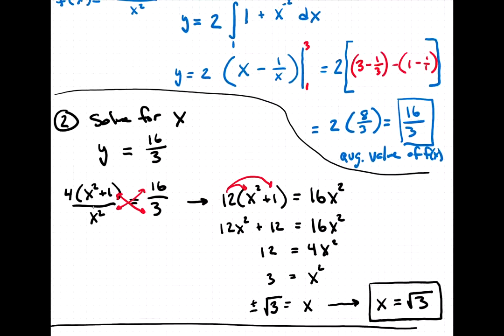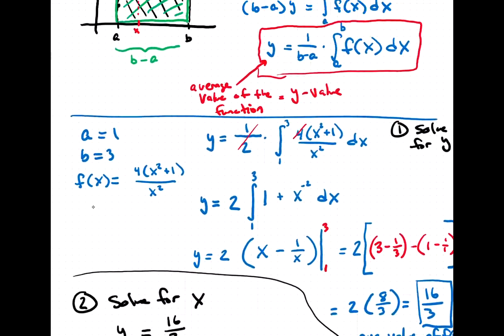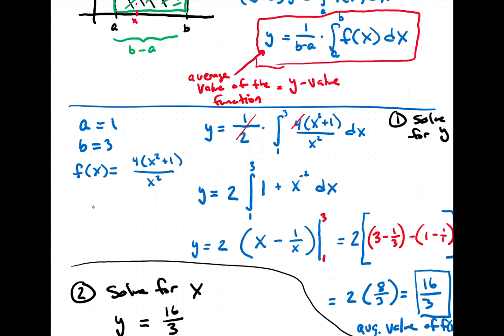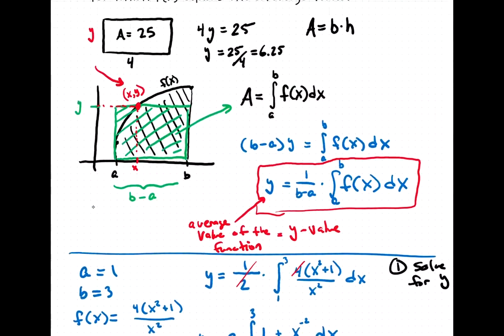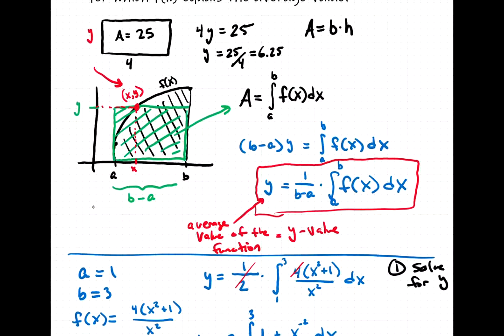That does it for the average value of the function. Find the y value first, find the x value second, and essentially what you're doing is you're looking for this point right here, this point in red, x, y. The y is the average value, and the x is basically where the average value happens. All right, that does it for this problem.